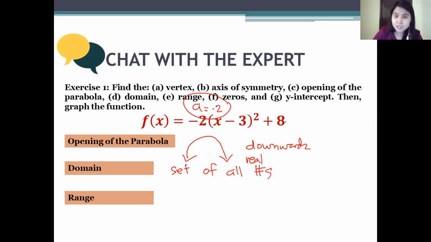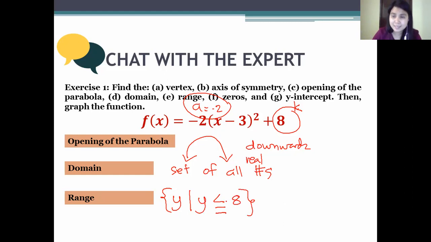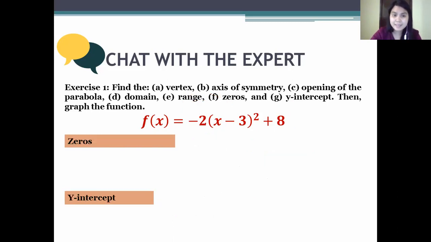Our range, this is our k, right? So our range will be y such that y is less than or equal to 8. Why less than? Because our a is negative, so it must be less than. Next, what are the zeros of the function?